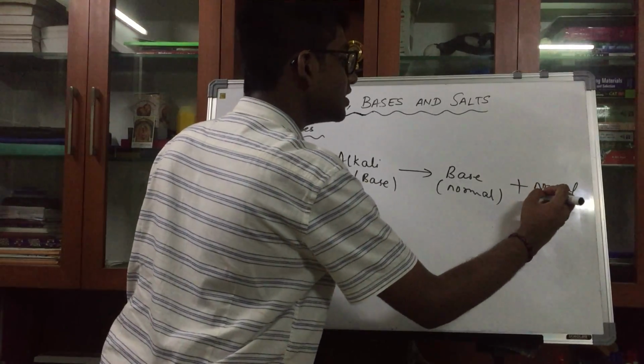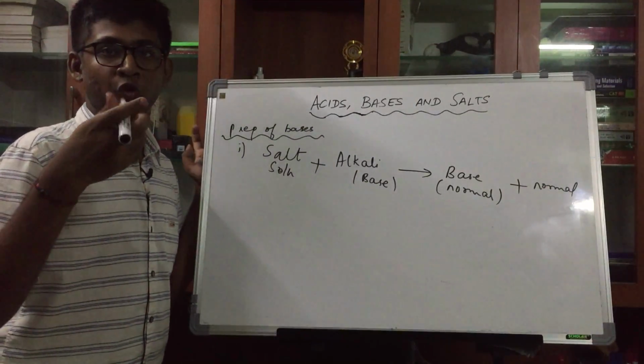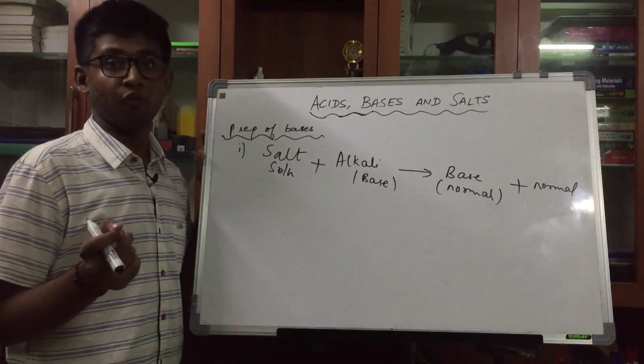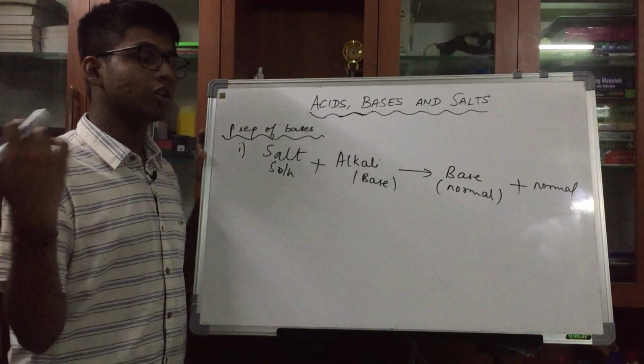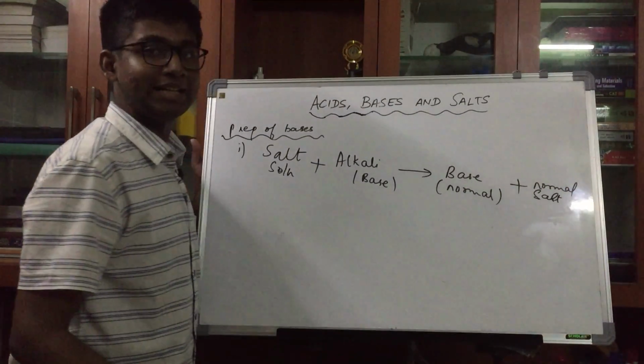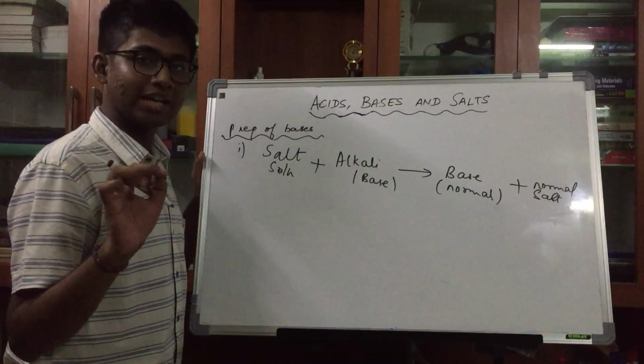Here normal salt in the sense, you will not be getting NaHSO4. NaHSO4 is an acidic salt. Here you might be getting salts like Na2SO4. So you will not be getting an acidic salt, you will be getting a normal salt. And a normal base in a sense, a base which is not very strong in nature. It is not an alkali, to be very specific.